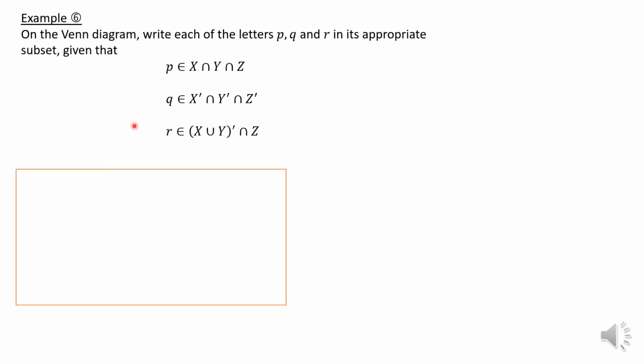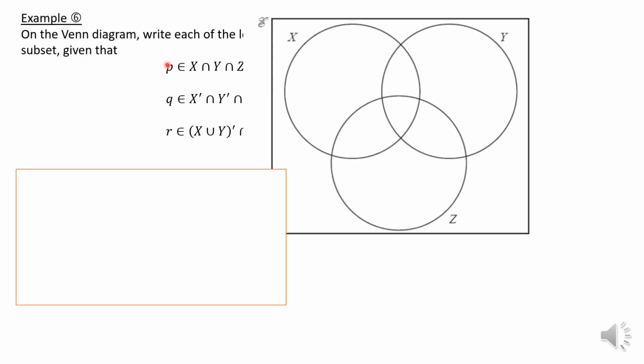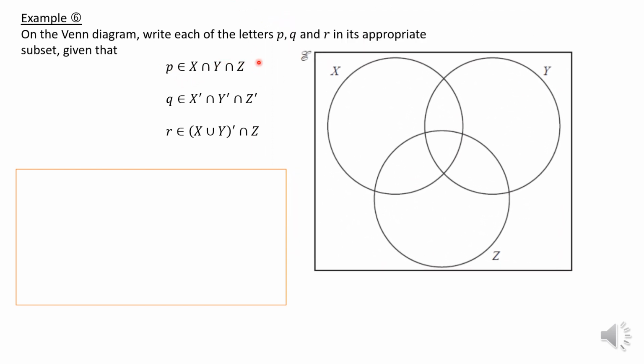So here you have a Venn diagram. They are saying you are supposed to write the letter P, and P is an element of the intersection of X, Y intersects Z. So basically what we are saying, P is every element. P is found in X, it's also found in Y, it's also found in Z. So that one is relatively straightforward. So it intersects with all three of the sets, and this is the region that shows that particular.